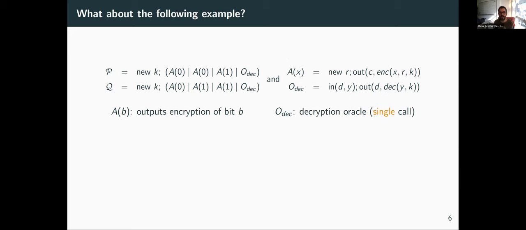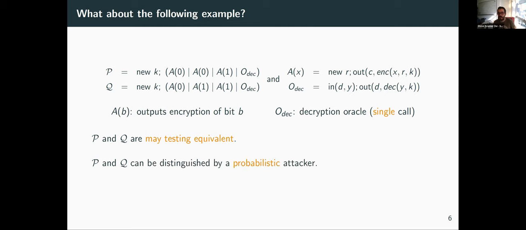The only difference between these two processes, P and Q, is that in P, I have two copies of A that output 0 encrypted and one that outputs 1 encrypted. And Q is the converse: we have one 0 and two 1s. Importantly, I have one single call to this decryption oracle, so I just have one copy here. If you look at these two processes, they are perfectly may testing equivalent. You can check this with existing tools. For instance, you can enter this into DeepSec, as I've done, and it will prove that these two processes are may testing equivalent. Meaning, for any process that I write in the applied pi calculus, which is the modeling language that I'm using, they cannot be distinguished.